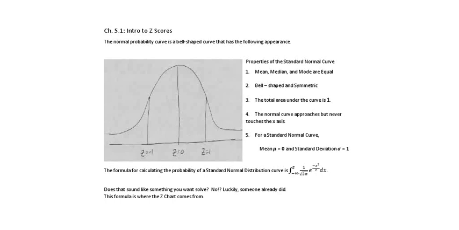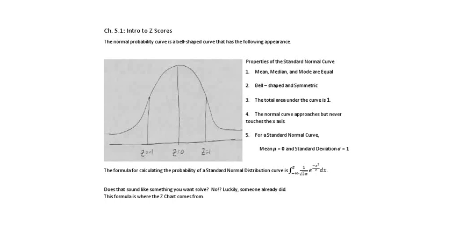What that means is the area is never going to be negative. And in our case, the mean is always 0 and the standard deviation is 1. And that's for the standard normal curve, the z-chart. And actually, there's a formula for that.